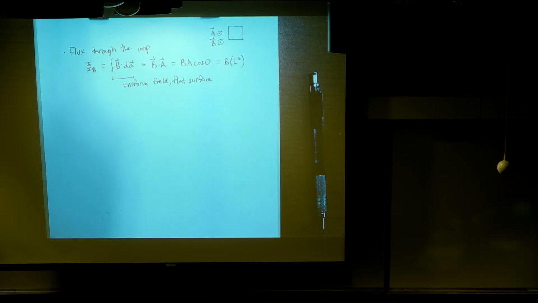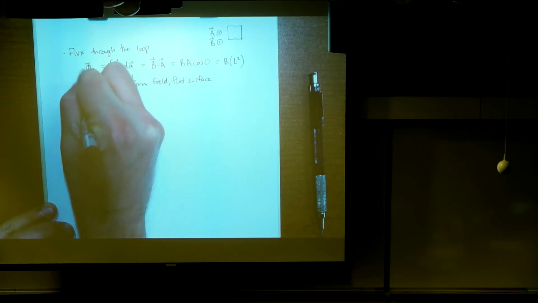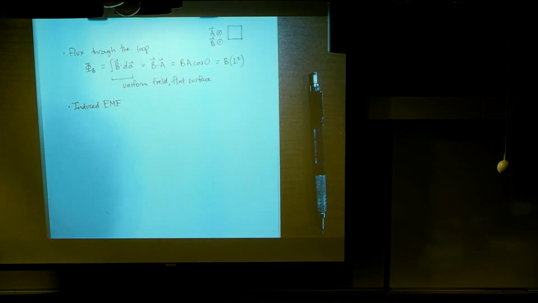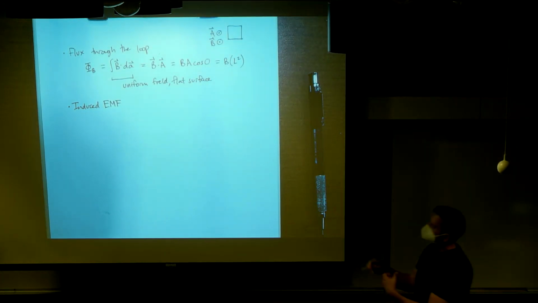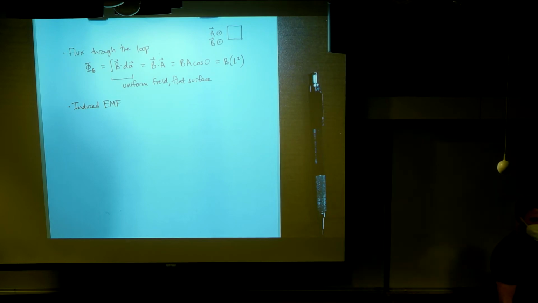So that's what we've got. That's the flux through the loop. So now, the induced EMF in the loop. In other words, it's kind of like if we just had a battery with a certain voltage that we stuck in the loop, what would the effect of that be? You can really think of it in those terms.